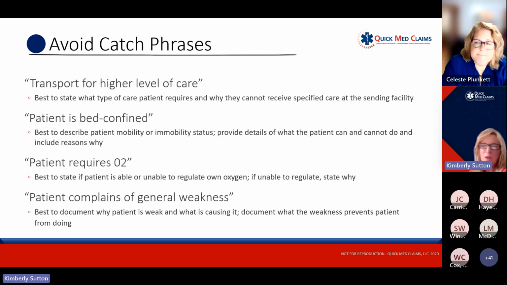We do have an example lower in the slides that we're going to show you that we pulled from the database for MedCenter Air. When we see transport for a higher level of care, we need more explanation than that. Best to state what type of requirements are needed. Is it that the patient needs a PCI intervention because it's not offered at Union West? So we need to put that in there, and that will help support medical necessity.